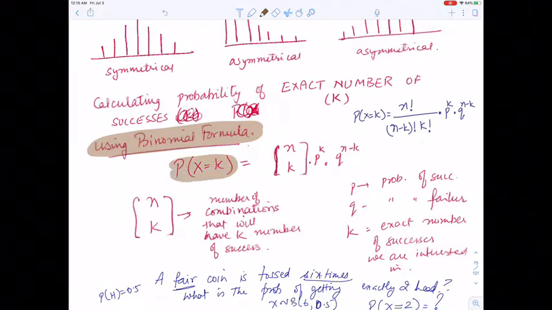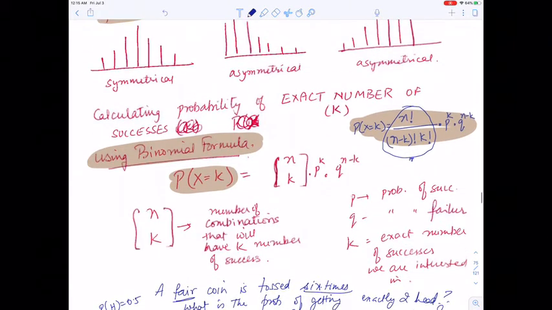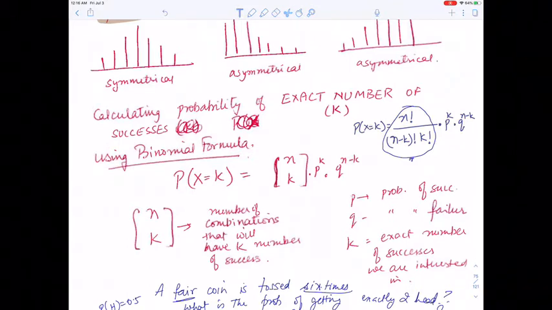Probability x is equal to k is equal to n choose k times p raised to power k times q raised to power n minus k. What does that really mean? And this is coming from this. If you know factorials, what we have here is number of combinations we can get exact number of successes. Okay, and we have a function for this part of the formula that is called NCR. So what we are finding out here is, let me make it less messy.